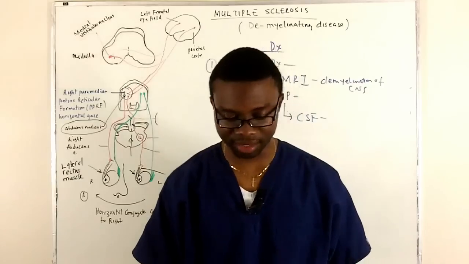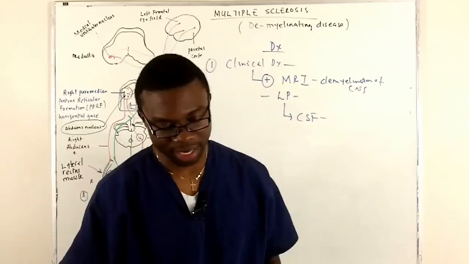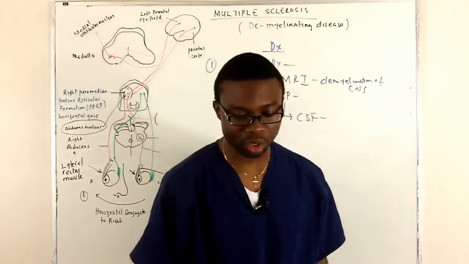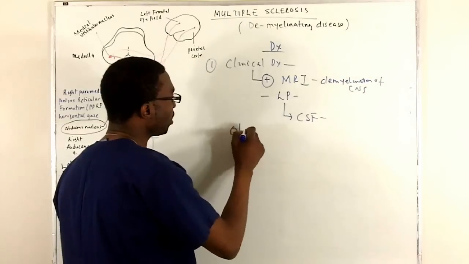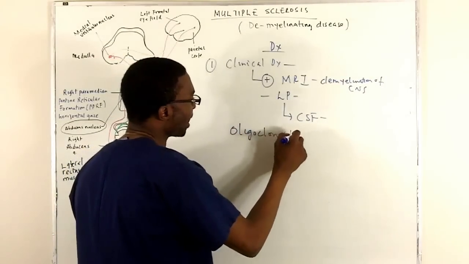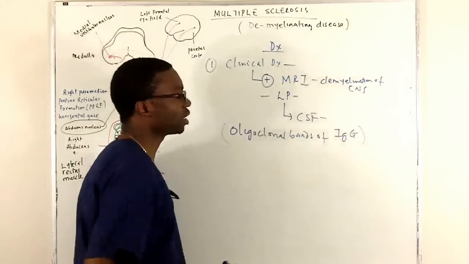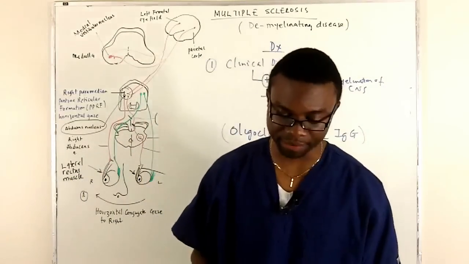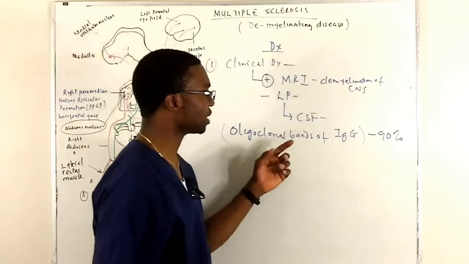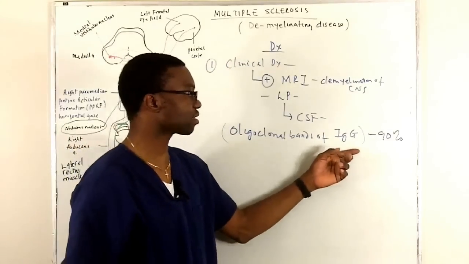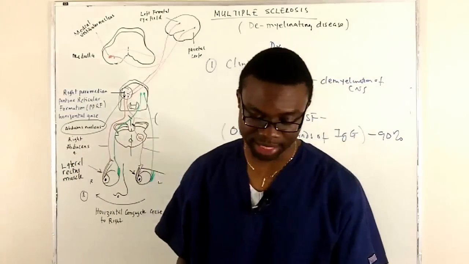Now when you do an LP and you do a CSF analysis, although there's really no lab-specific test we are looking for, in this case what you're going to see are oligoclonal bands of immunoglobulin G. Oligoclonal bands of IgG. And that's what you're looking for inside the CSF. In 90% of MS patients, you're going to see oligoclonal bands of immunoglobulins, and on MRI you'll be able to see demyelination.